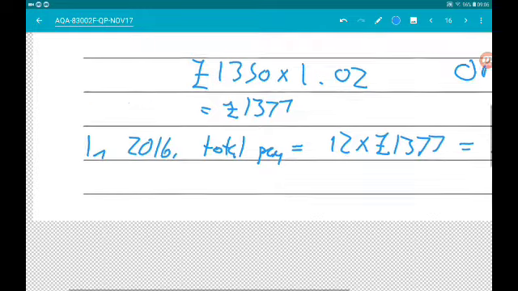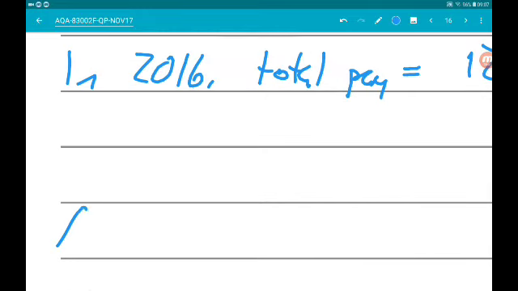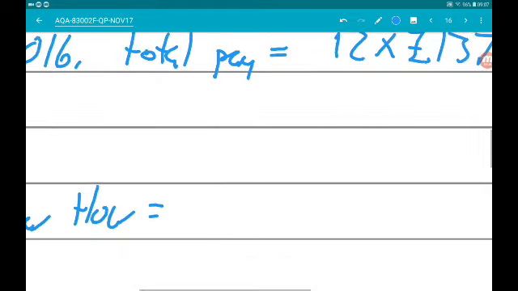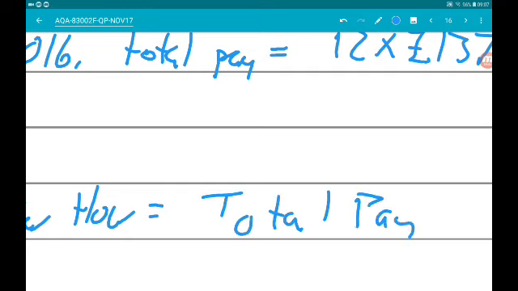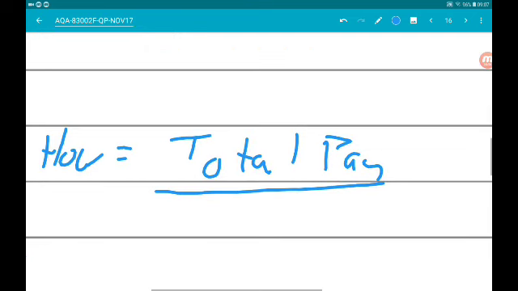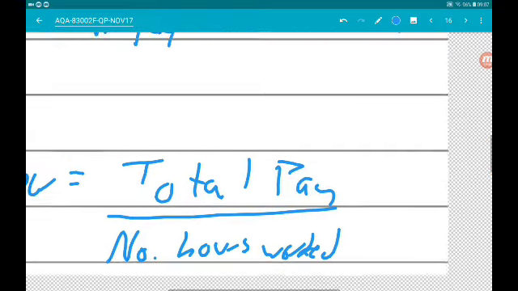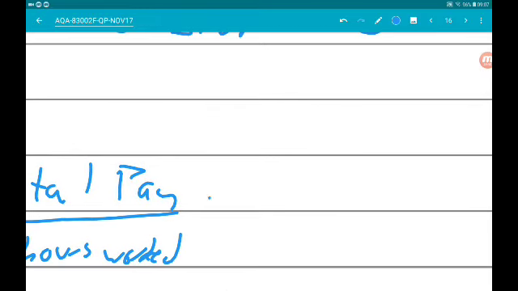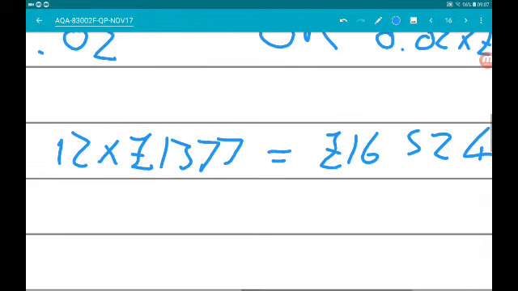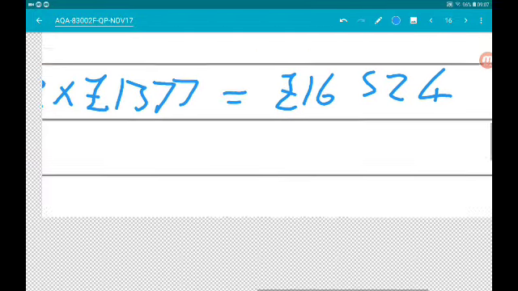So average pay per hour, let's call it average per hour, is his total pay over the number of hours worked. So we now need to find his number of hours worked. We know his total pay was 16,524.